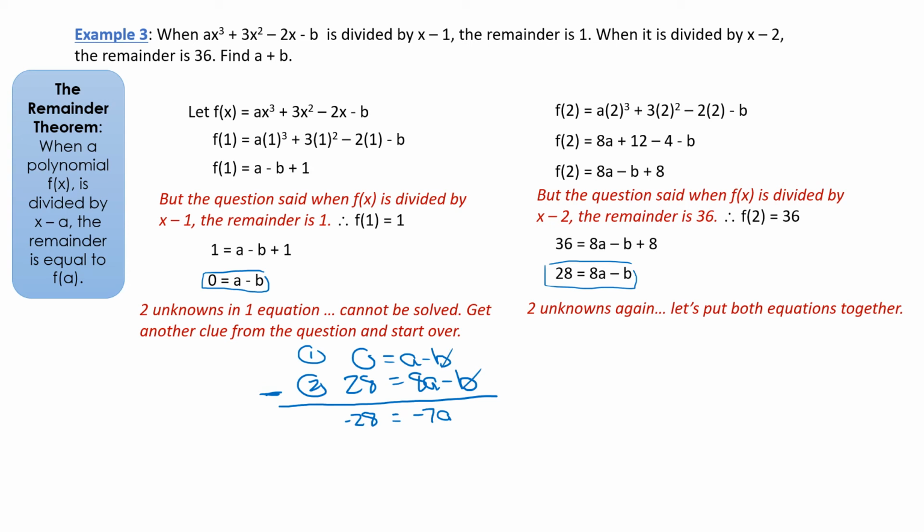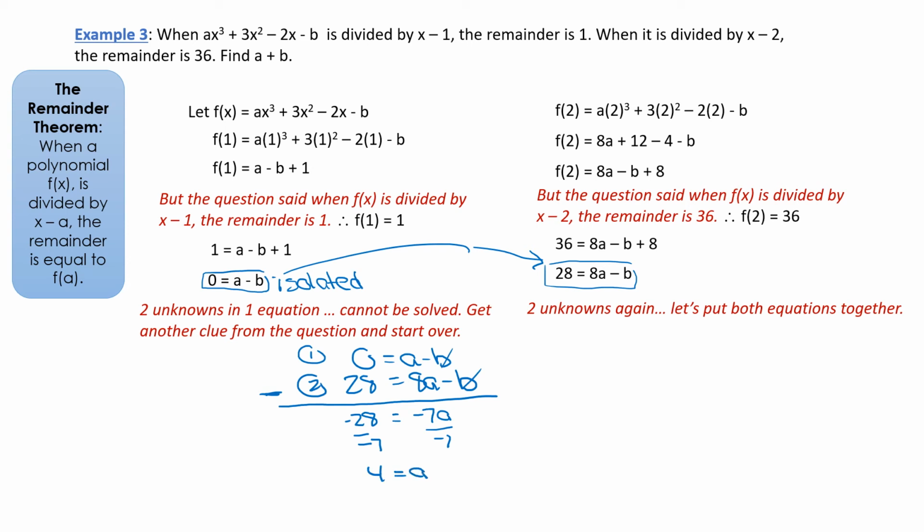You don't have to use this method. You could use substitution because these terms are already pretty much isolated. So it's pretty easy to take a or b and just sub it directly over into this one. Anyway, divide by negative 7, and we get 4 is our value for a.